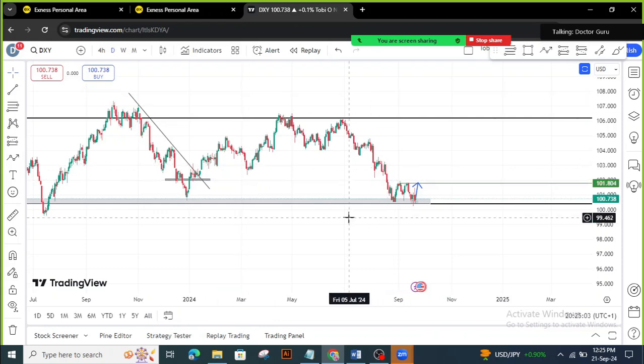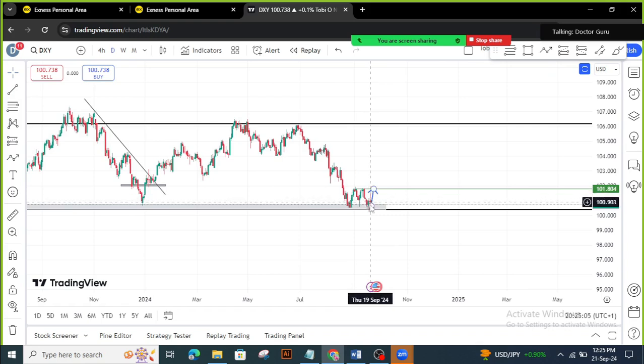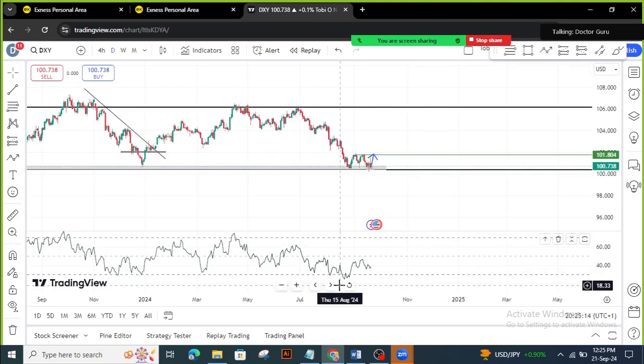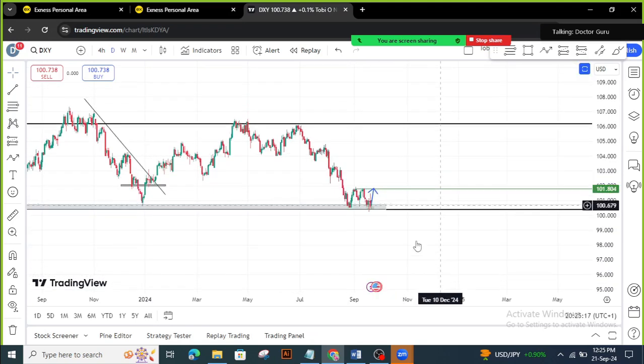So I still believe one way or the other that the market is likely to push. And technically too, what I'm seeing on the daily time frame is a double bottom, with my RSI showing me divergence to the upside, momentum to the upside.